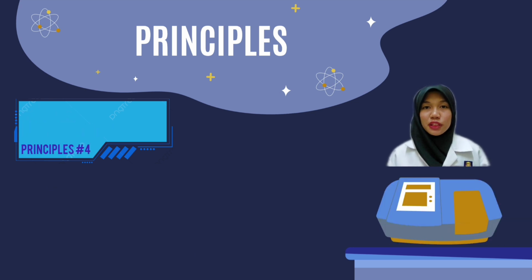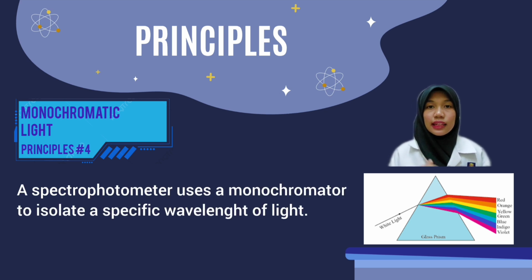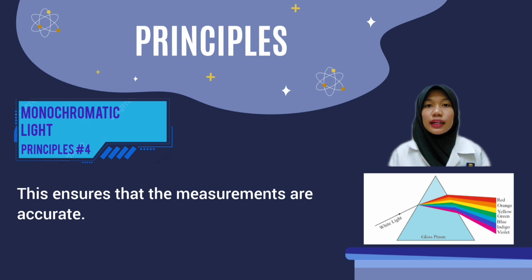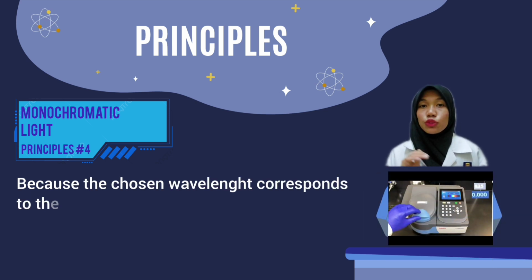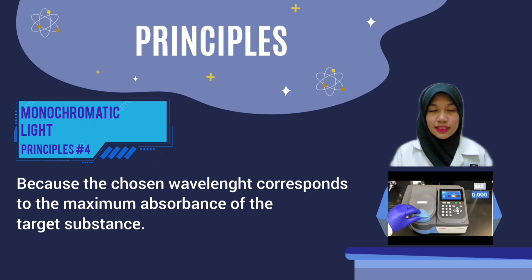The fourth principle focuses on the use of monochromatic light. A spectrophotometer uses a monochromator to isolate a specific wavelength of light. This ensures that the measurements are accurate, because the chosen wavelength corresponds to the maximum absorbance of the target substance.